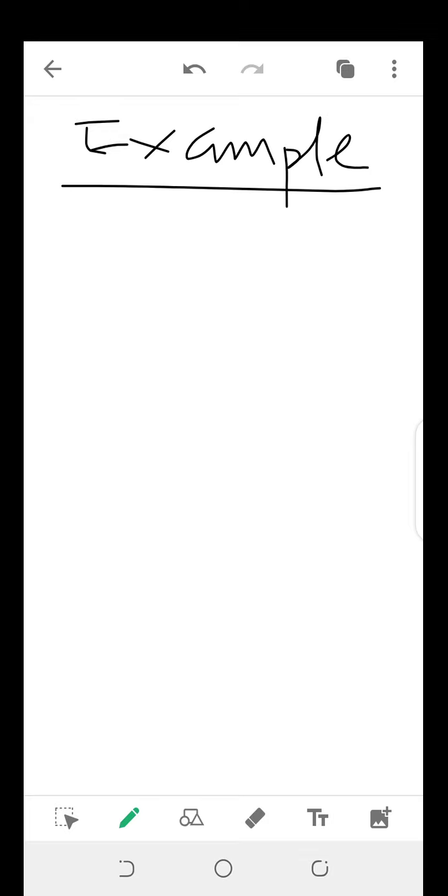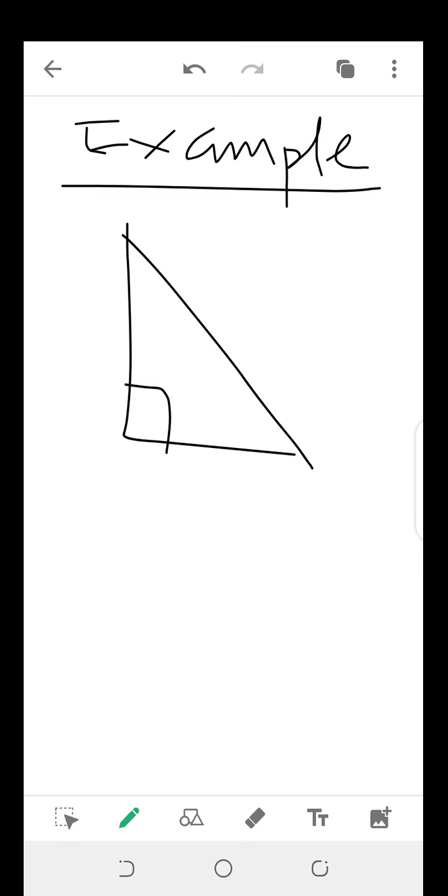So let's take an example and see how we can tackle questions using the Pythagorean theorem. Let's say this is a right angle triangle. A right angle triangle here. Then there's R, Q, and then P. And then having this side being 12 meters and this being 5.